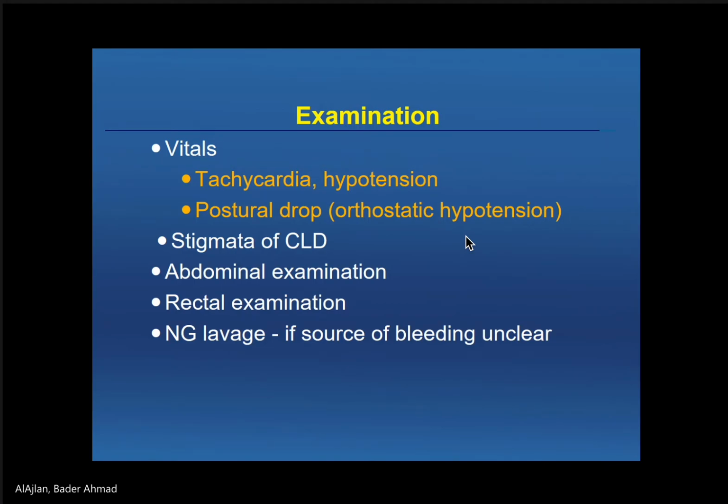Of course, in the examination, you should look for any stigmata of chronic liver disease, and you do a full abdominal examination. One of the important things is really the rectal examination because it can help you in terms of what kind of bleeding the patient is having, if you see fresh blood, because sometimes they give you false information. Also, you can see if there is any local cause for the bleeding, or if the patient has a brown stool at that time. So it's really important to do it in any patient.